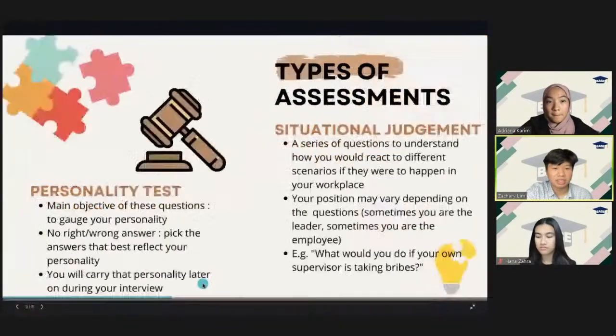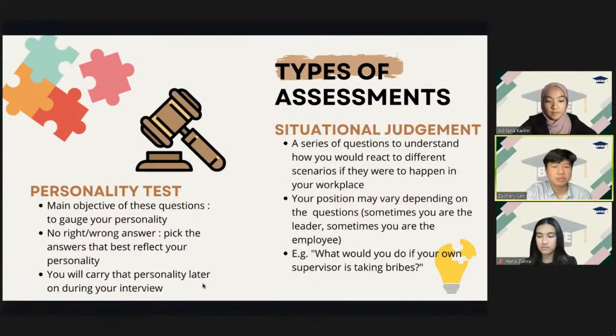All right. Okay, so I'll be covering the personality test and situational judgment test. I'll cover the personality test first.